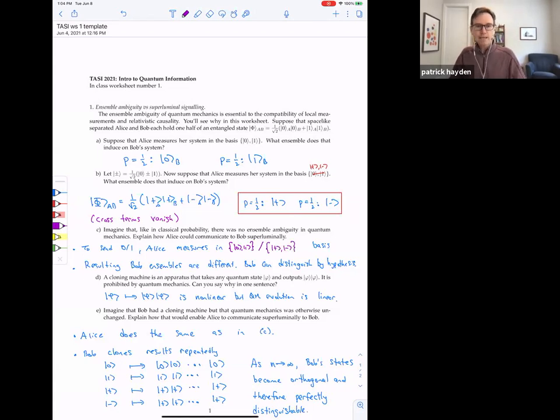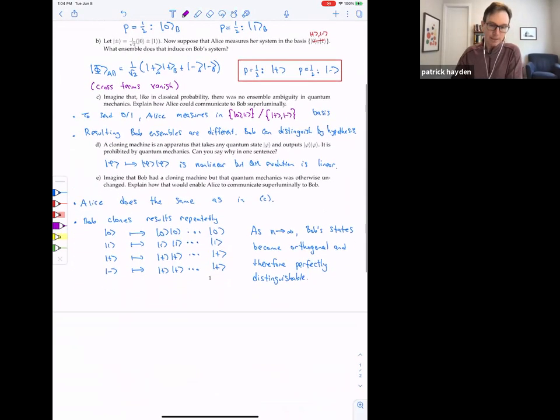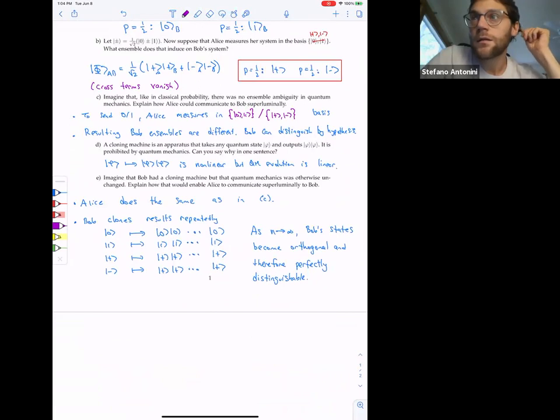From parts A and B, depending on which basis she measures in, Bob gets a different ensemble of pure states in his lab. Now, in actual quantum mechanics, the density operators associated with those two ensembles are the same, and so Bob can't tell them apart. But just by hypothesis here, if there were not that ambiguity for different ensembles, then he could tell them apart, and then this would be superluminal signaling. Now, one way that can happen is if Bob had a cloning machine.